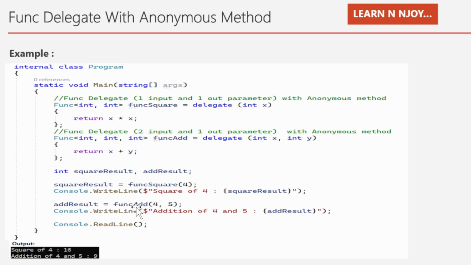Similarly, we call this second anonymous method with the help of the Func delegate. We pass two parameter values, 4 and 5, and it gives me the output 9, and that's what gets depicted in the console window as output. The square of 4 is equal to 16, and the addition of 4 and 5 is nothing but 9. So we have seen how to use the Func delegate with an anonymous method.